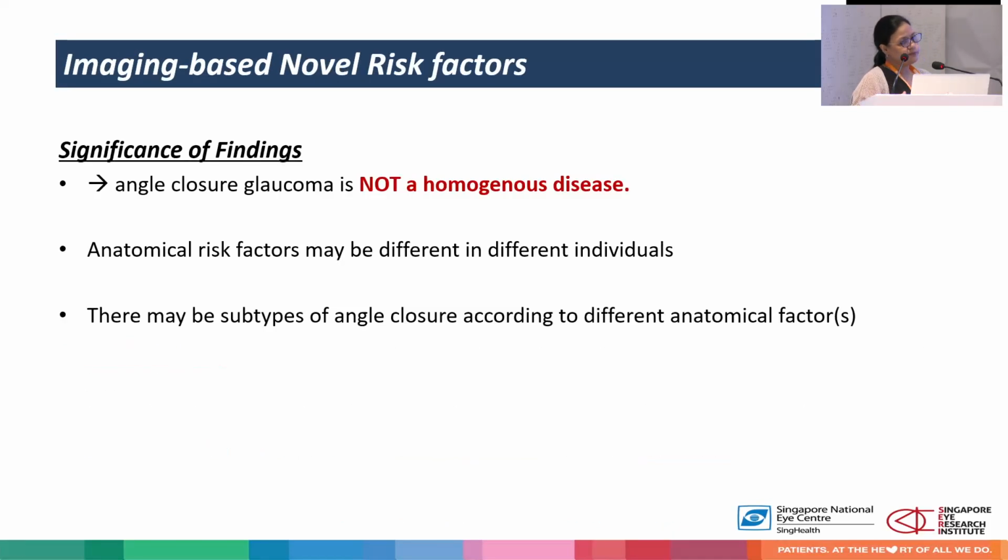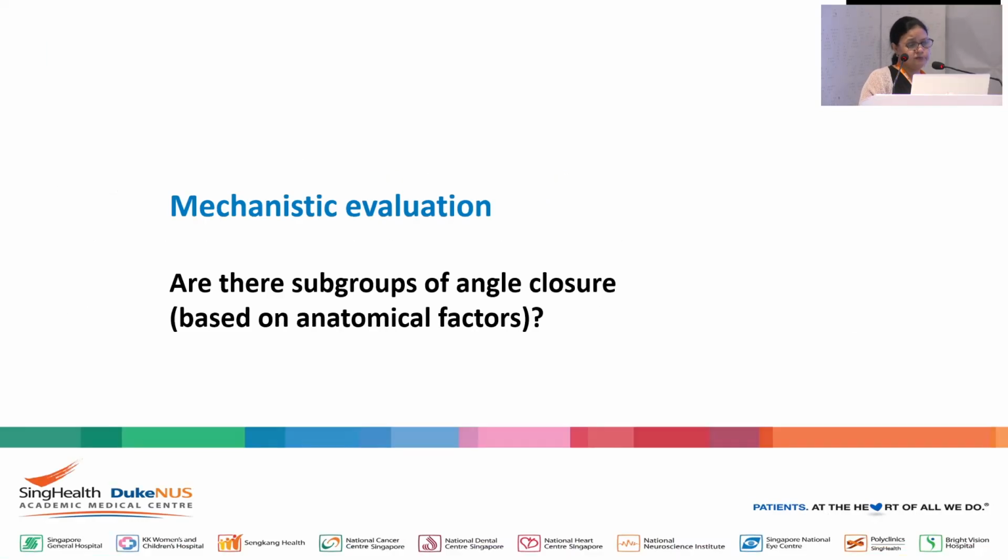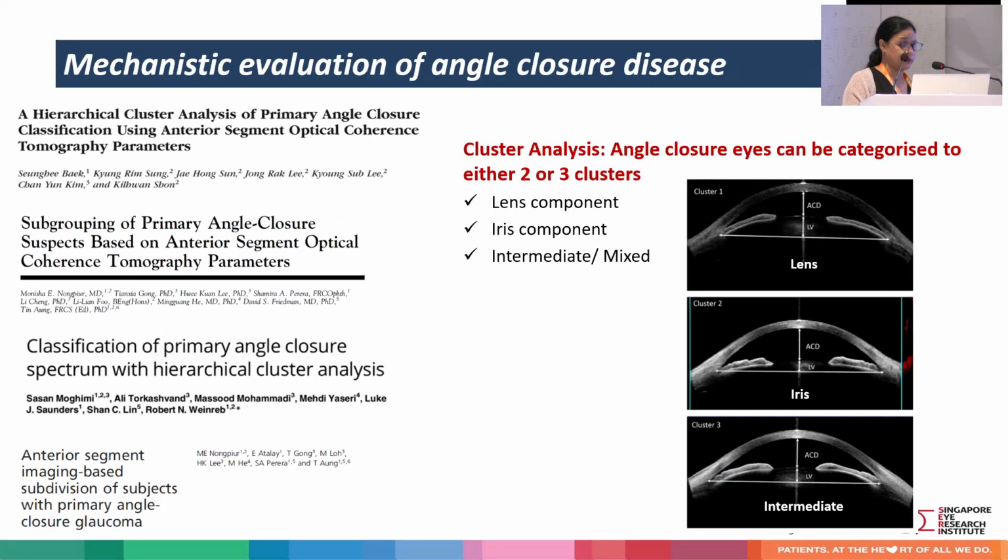So these imaging-based, not just risk factors, also mechanisms have shown that angle closure is not a homogeneous disease and that the anatomical risk factors may be different in different individuals. Several groups have looked at whether there are subgroups of angle closure based on anatomical factors. Using the different ASOCT-derived parameters and cluster analysis, most groups have found that angle closure can be categorized into two or three clusters, predominantly having either a lens component, an iris component, or an intermediate group.